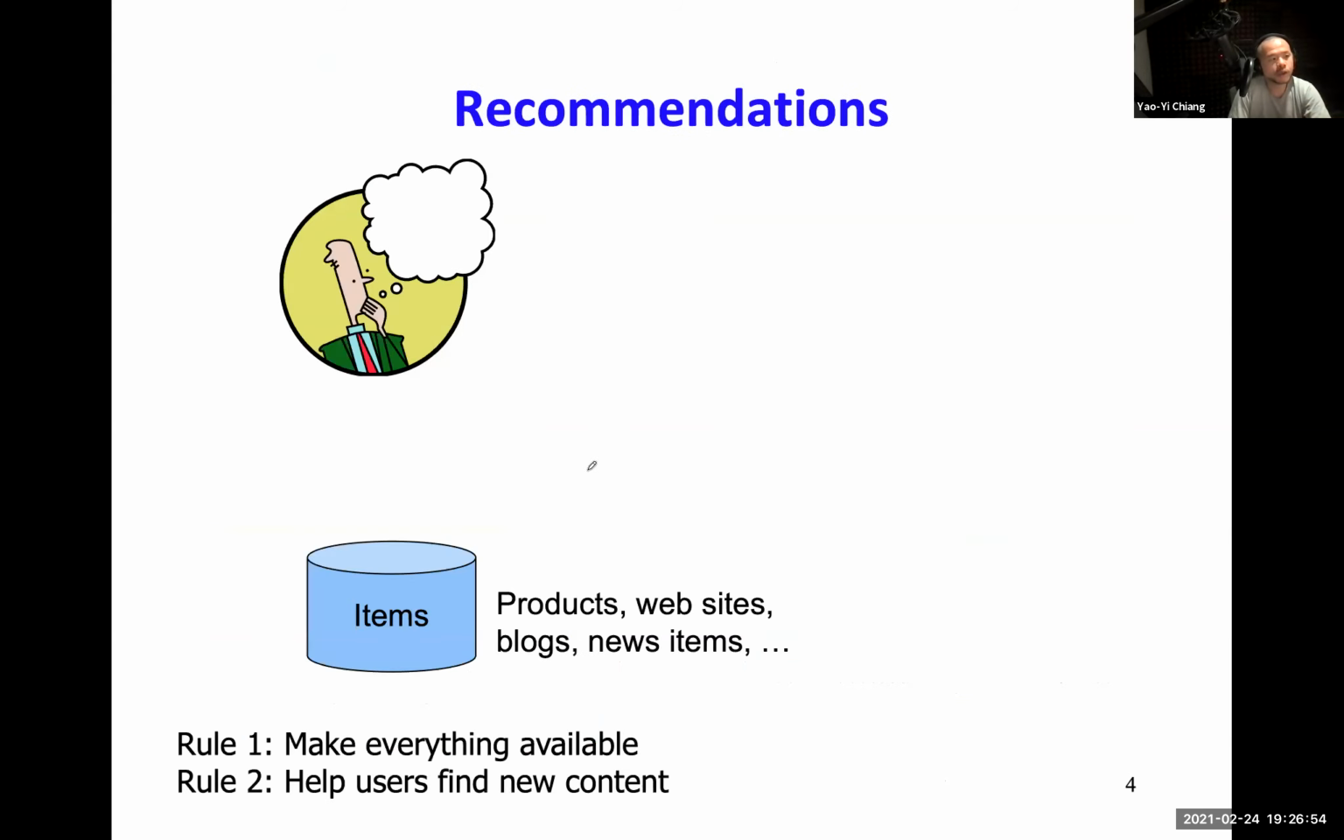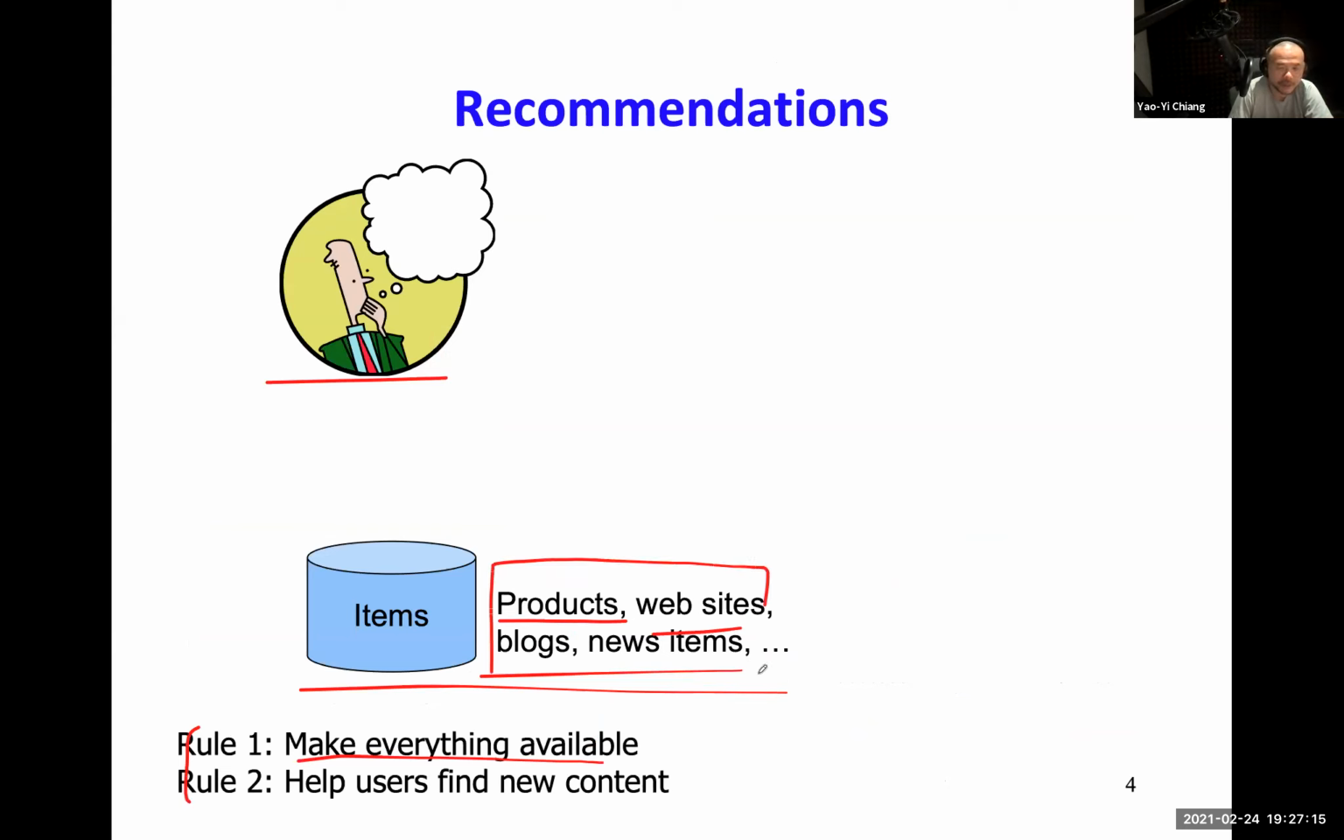So in general, in a recommendation system, you have a customer, and you have a set of items that you want to recommend. This could be your products, or it could be websites, news items, blogs, documents, and all that. The first rule is we want to make everything available to the user. And since you have a lot of things, your real task is to help them find new content, right? They might not know they like it unless you tell them. So how do we do this?